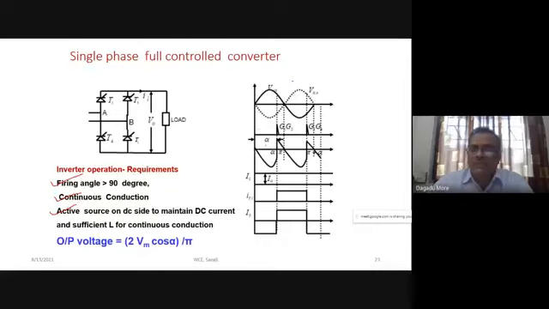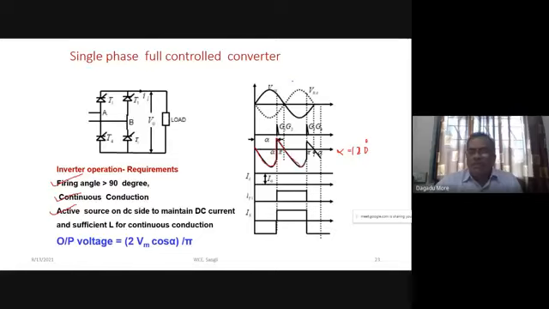We have seen the output voltage waveform. So this waveform we have shown is the output voltage. Let us assume the alpha may be approximately 120 degrees, maybe slightly greater than that, but let us assume it is 120 degrees. This is the output voltage waveform for a particular alpha equal to 120 degrees.